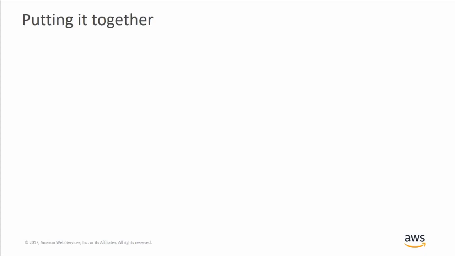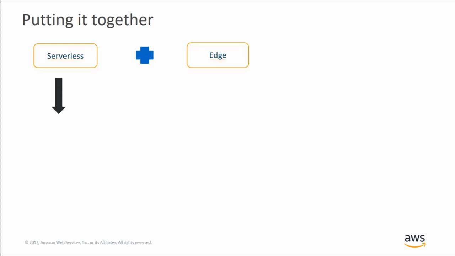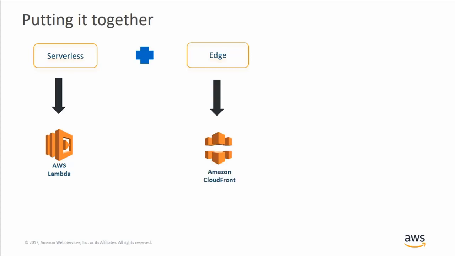So putting it together, Lambda at the edge is really about running serverless applications on the edge. And the way you can do that is, for the serverless piece, you have AWS Lambda. And these AWS Lambda functions can now run in CloudFront edge locations. And you have Lambda at the edge.